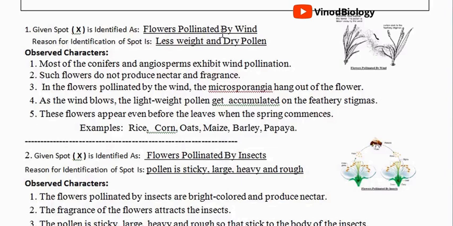Flowers pollinated by wind. This is the spot, and this is the image they will give. Reason: less weight and dry pollen. Here you observe that pollen grains are moving in the air with the wind. This is the reason, and then the characters. These characters you can remember from the theory also, not only from here.